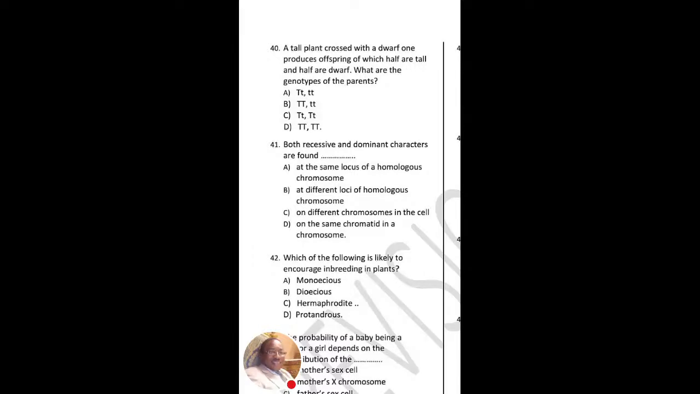big T, small t, all right? And then the dwarf plant, which will be small t, right? They now said you have to cross the genotype of the big T, small t with the genotype of the small t, then you get the parents. So the likely genotype of the parents will be big T, small t, small t. So the answer is A.